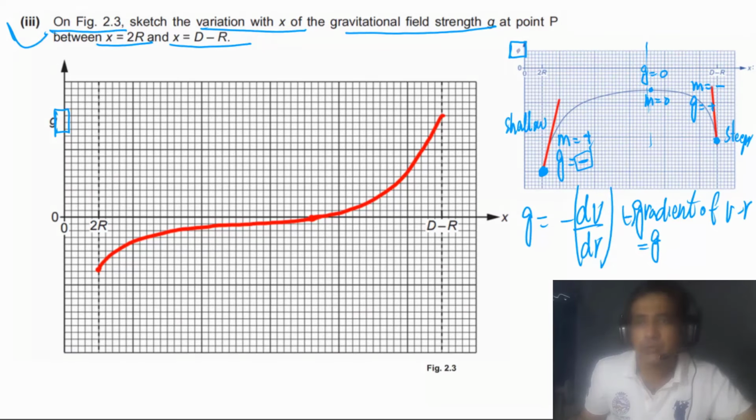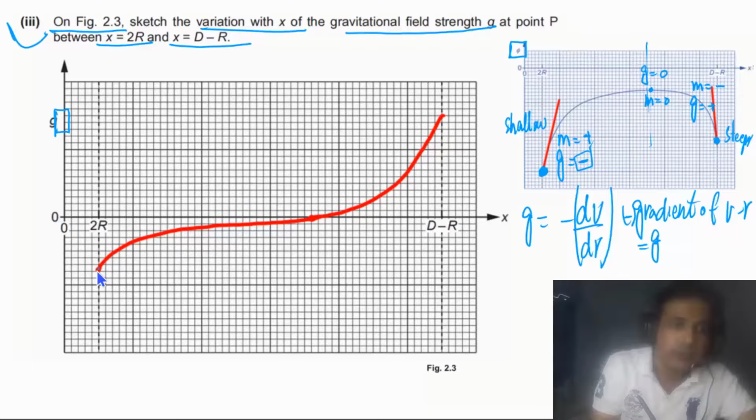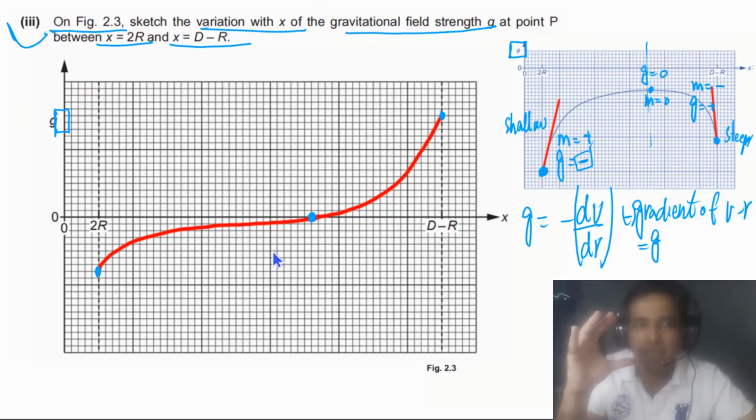And so this is how you can sketch a proper graph. So this point is very important. It has to be at lower value of g, and here we should have higher value of g. And the point where gradient is 0, this one has to be equal to 0. So this is how you need to sketch a very important graph from this topic.